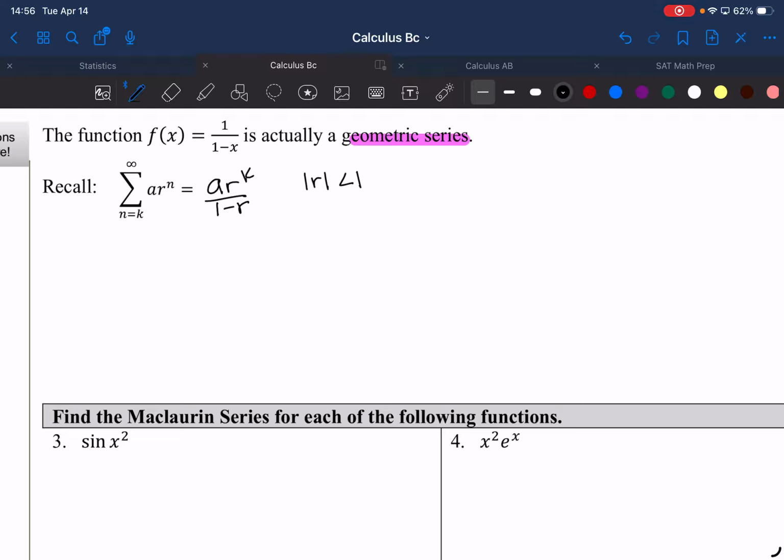Okay, well, if we're comparing that to our equation up here, this tells us that a is equal to 1 and r is equal to x.